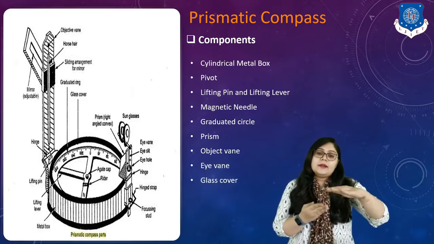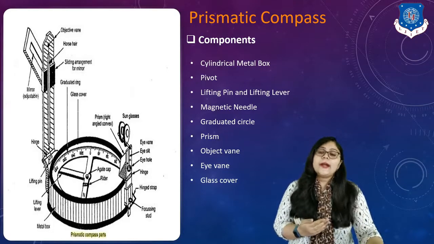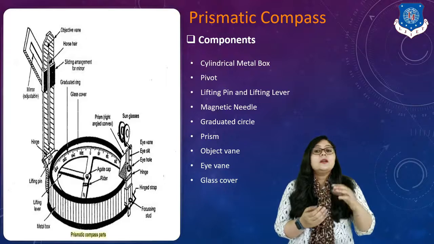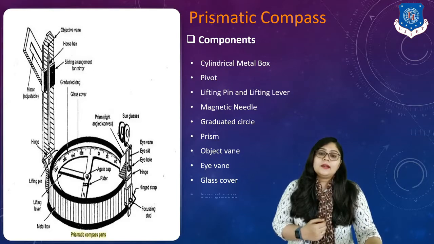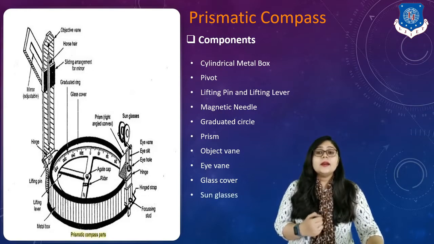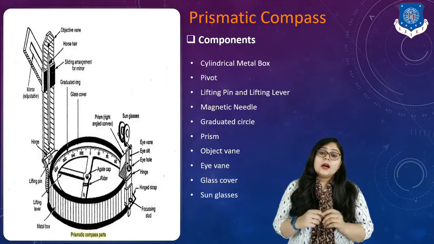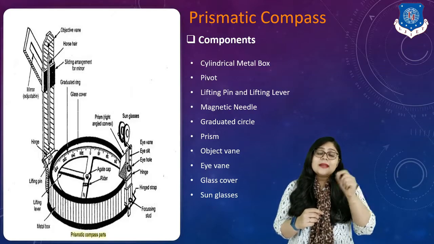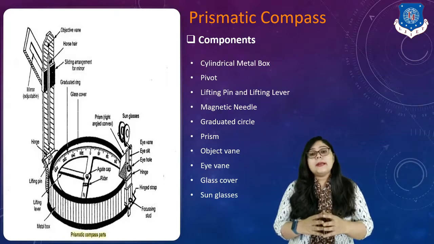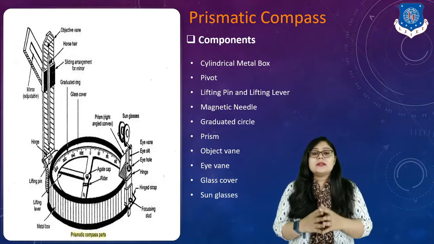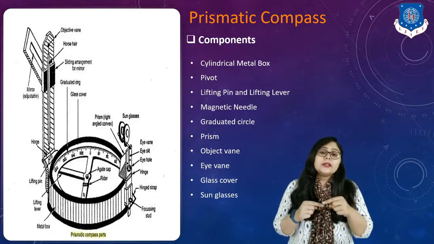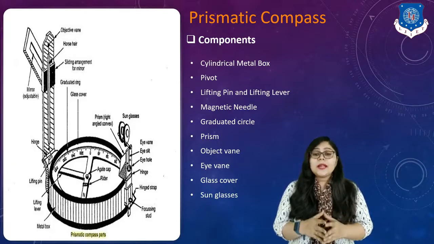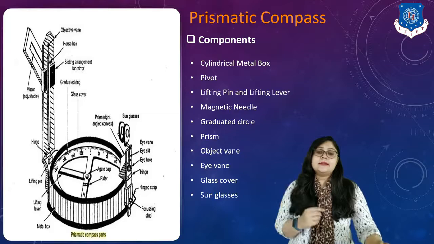Next is the glass cover. Again, this is a protection provided to our needle so that from weather conditions like rain and wind, it does not get disturbed, right? Next are the sunglasses. Here you can see that on the prism, sunglasses are there because sometimes when extreme sun rays are coming from the front side, it is difficult to read the readings through the prism. At that time, we can utilize the sunglasses, right?